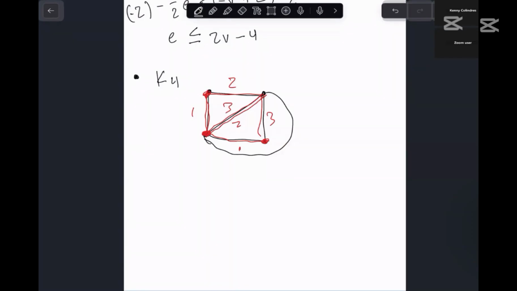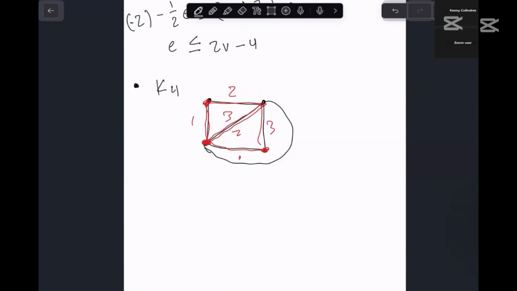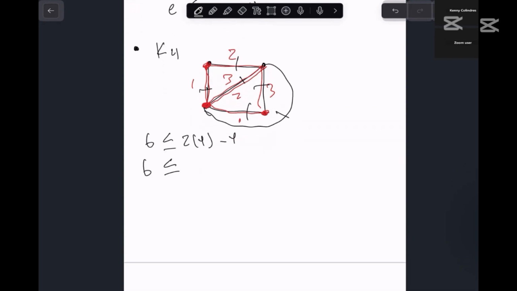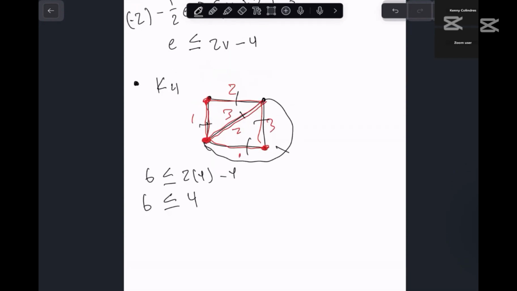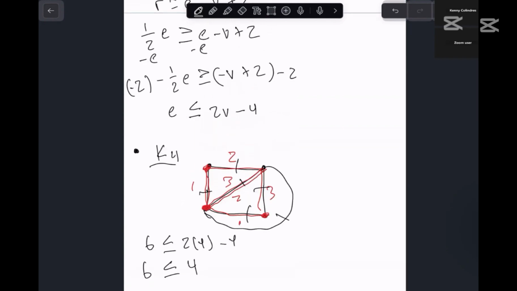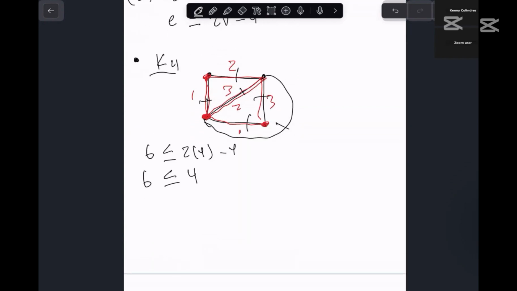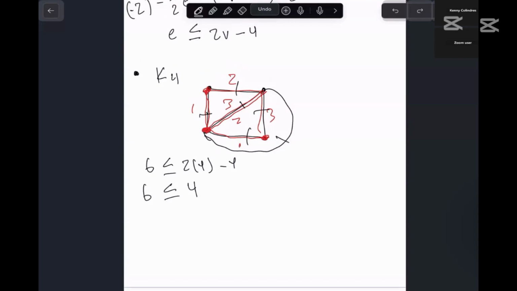I'm going to plug in to the third corollary: the number of edges, there are 1, 2, 3, 4, 5, 6 edges. 6 less than or equal to 2 times V. There's 4 vertices, so 2 times 4 minus 4. And we know that 6 is not less than or equal to 4. So therefore, it does not hold for K4, which we know because the complete planar graph of 4 does have cycles of 3.